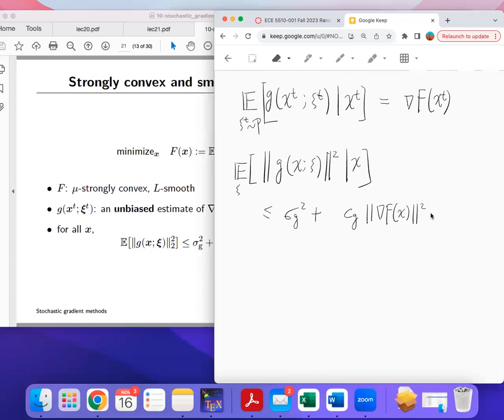So why do we want to control the second moment? Intuitively, this is basically an assumption on the finite variance of this stochastic gradient, because the gradient of f, if we write it more explicitly, is the expected value of this g. So this assumption says that the second moment is bounded by a constant plus the expected value to the power of 2.